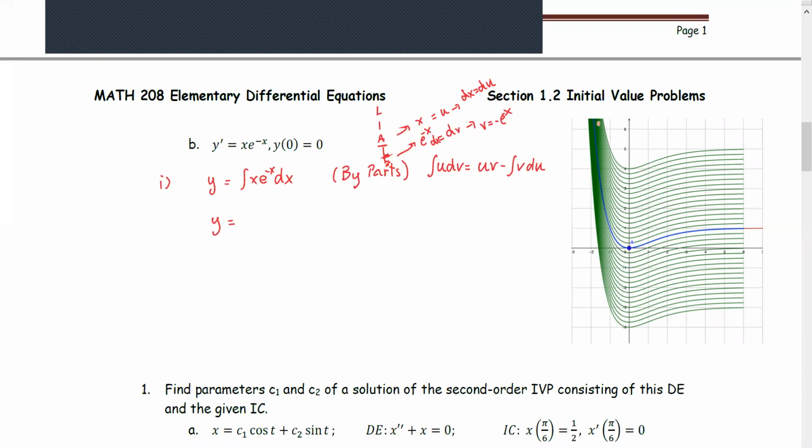So y equals u times v, or negative x e to the negative x, minus the integral of v du. V is negative e to the negative x, du is dx. Simplify a little bit. And then one more time of the antiderivative. So we get negative e to the negative x for the second term, and then plus c as the general solution.